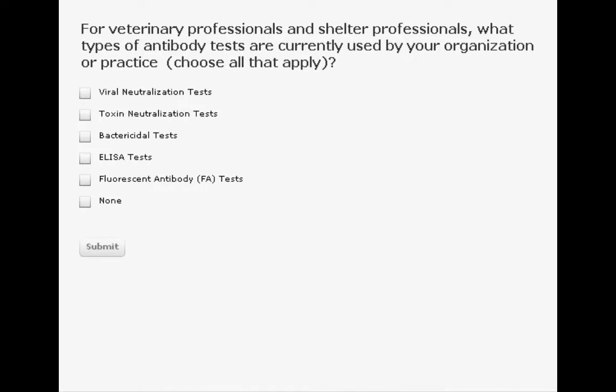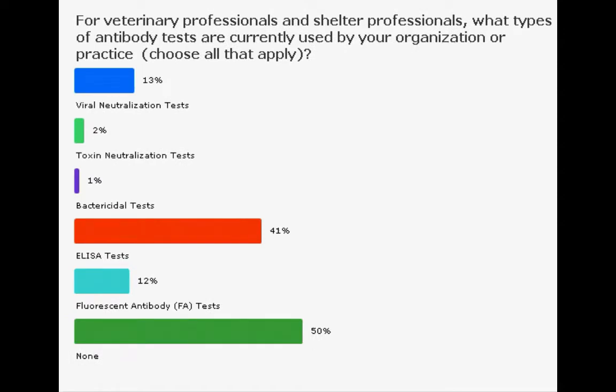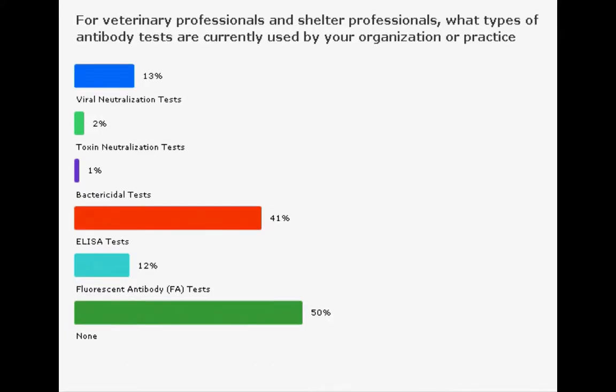All right. So it looks like 13% of you have used viral neutralization tests, 1.6% toxin neutralization tests, 1.2% bactericidal tests, 41.2% ELISA tests, and 12.2% fluorescent antibody, and 50% of you selected none. None could possibly mean you're not sure what's used. You don't really care as long as it correlates with protective immunity.